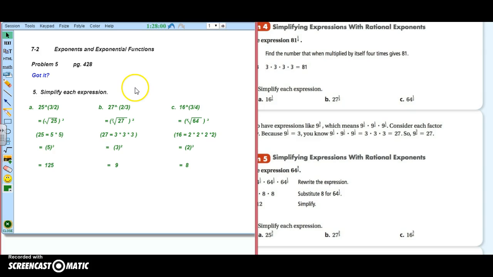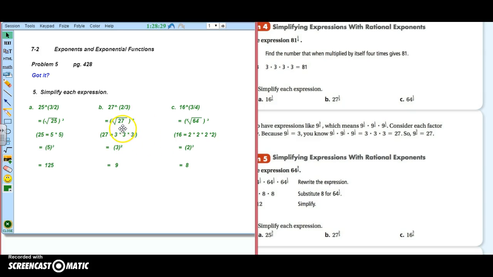Part B, 27 to the 2/3 power. Again, the 3 comes out front. The denominator comes out front as the root. The power stays where it is. The numerator is the power, not a root, but a power. So the 3rd root of 27 squared is the same as 27 to the 2/3 power. We've just rewritten it to look different.